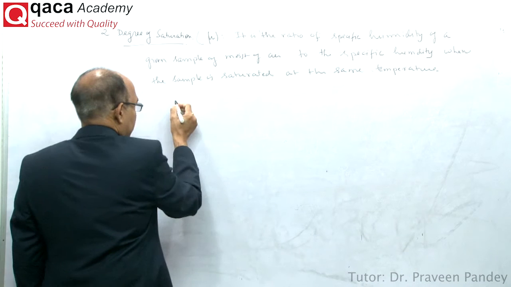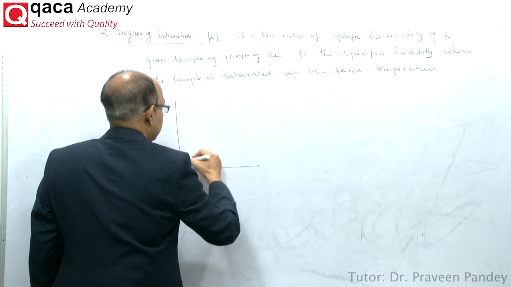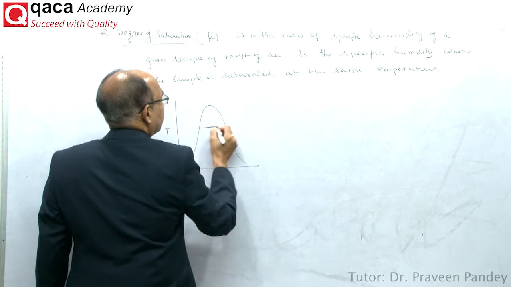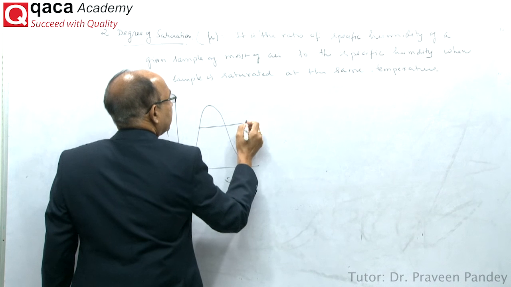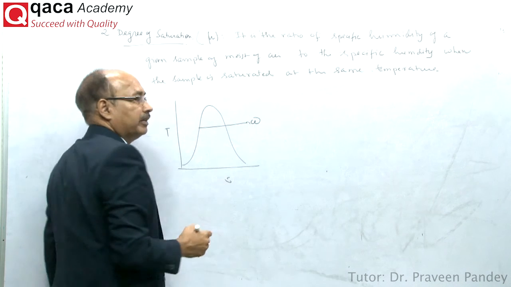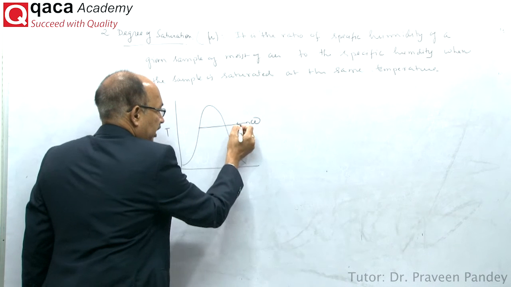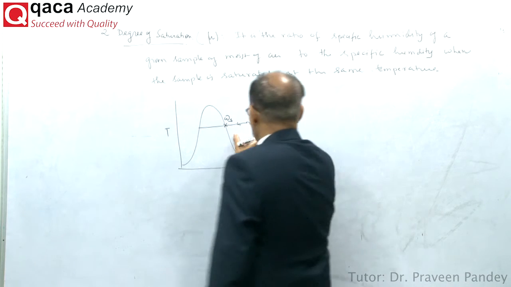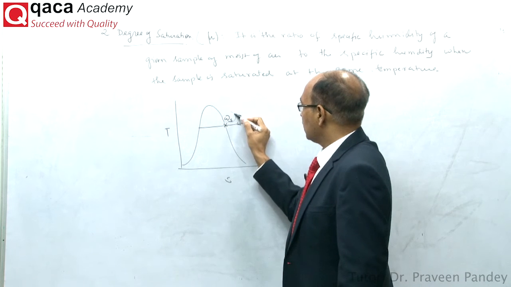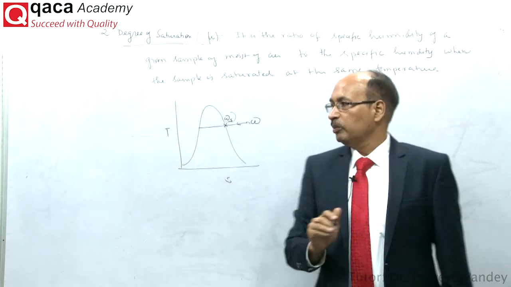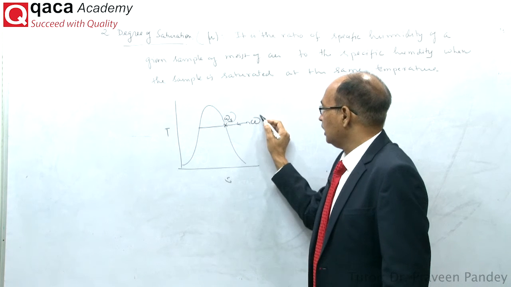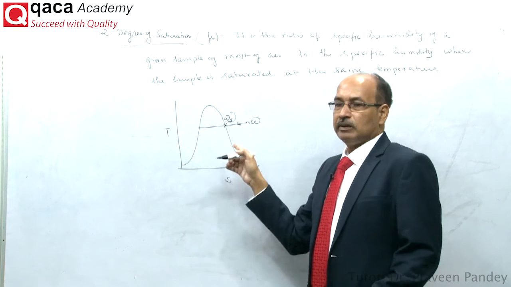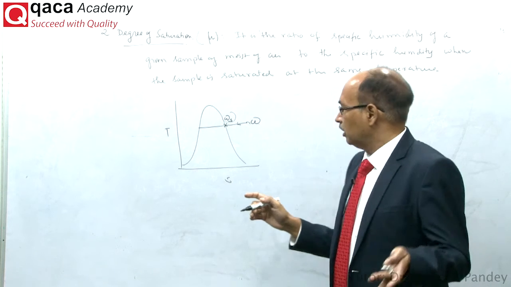So, on a TS diagram, the saturation curve is like this, and at any given temperature, suppose your state is here, omega is here. At the same temperature, if the sample is saturated, then this is omega s. So, we can see that omega s has a higher value than omega, because here it is in the superheated state and here it is in the saturated state.